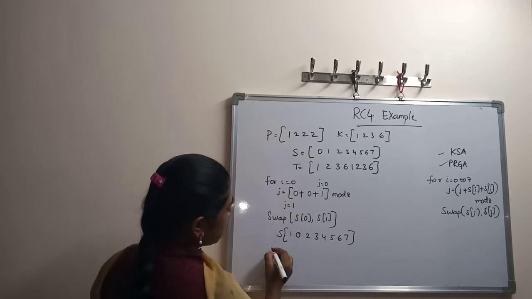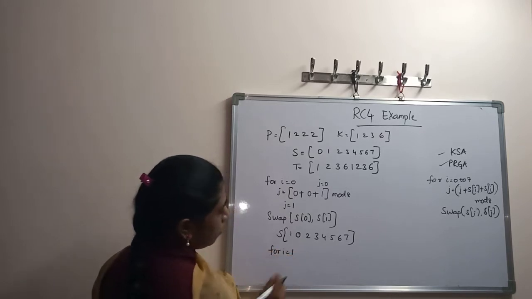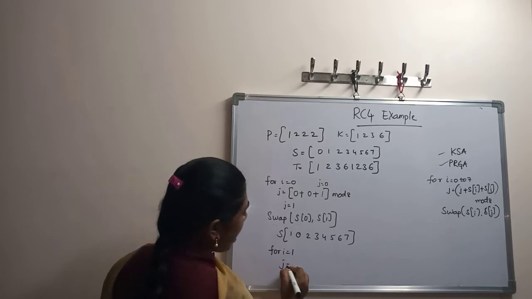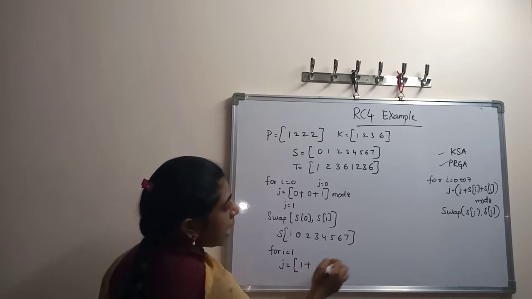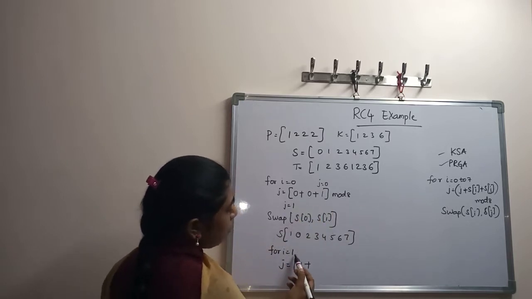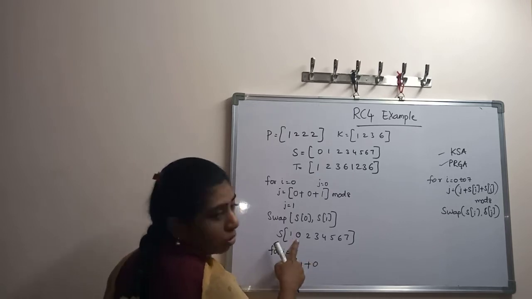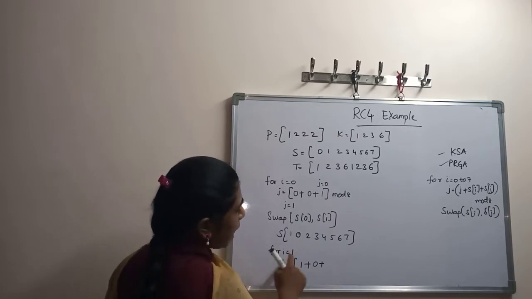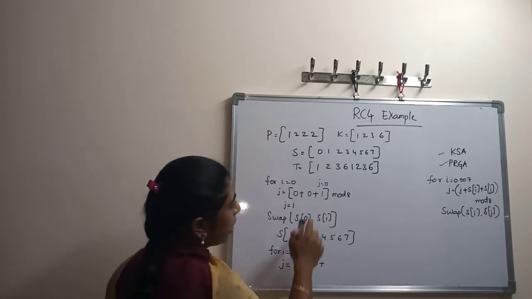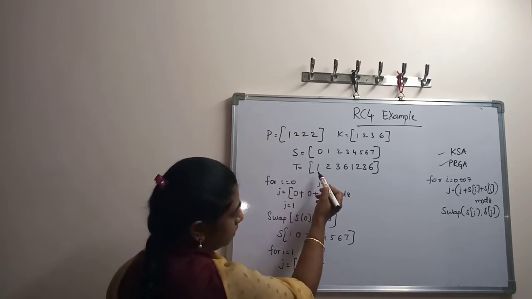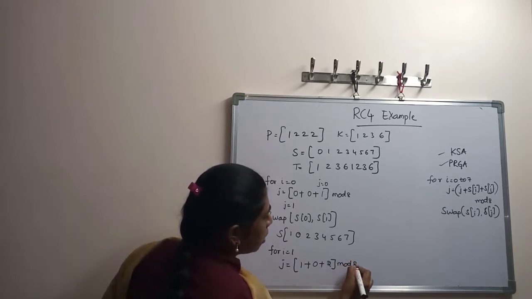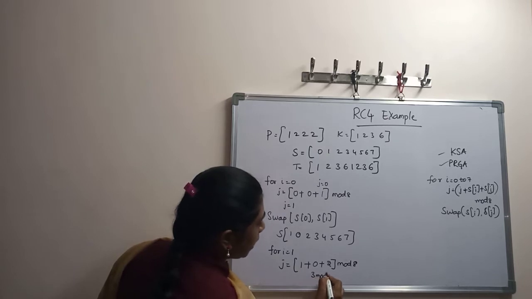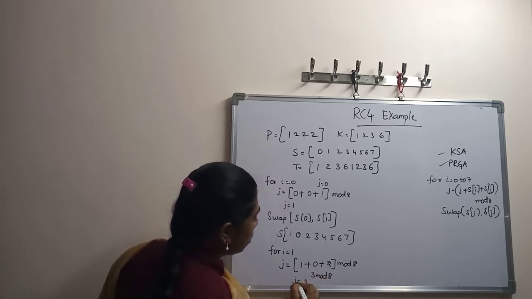Now coming to the next step, for I equals 1. For I equals 1, my J value is equal to the previous J value, which is 1, plus S of I. What is the S of I value? S of I value is 1. So 1 plus 1 is 2, plus S of J, where J is also 1. So the value is 3. Mod 8, what are we going to get? 3 mod 8, that is nothing but J equal to 3.